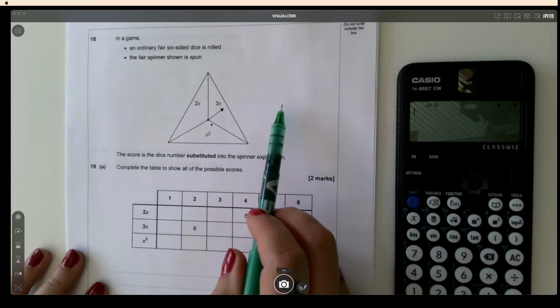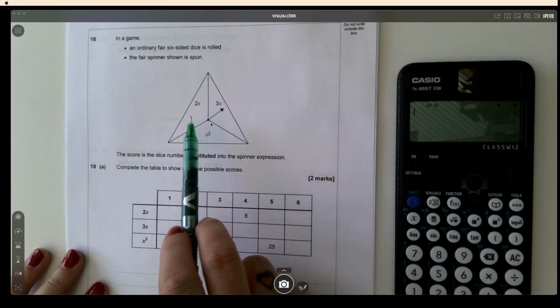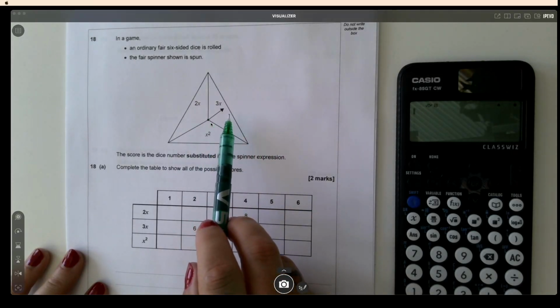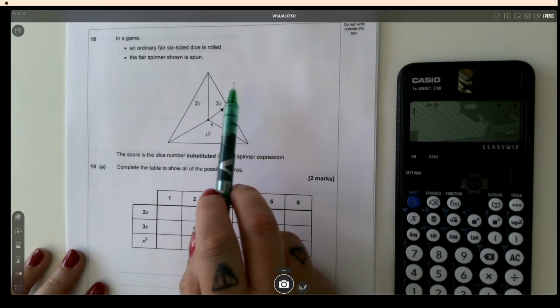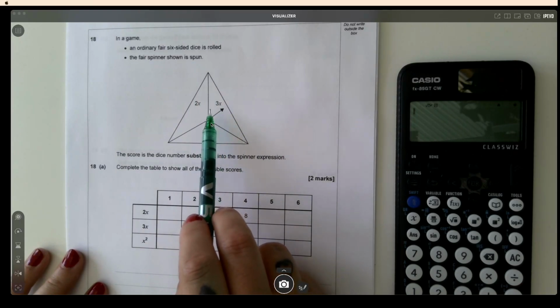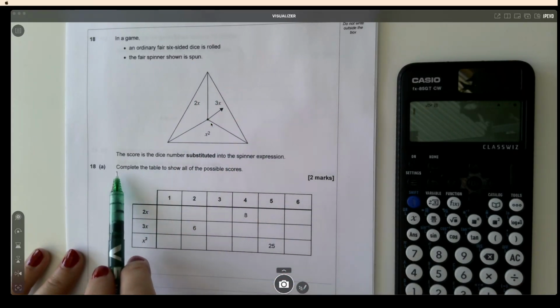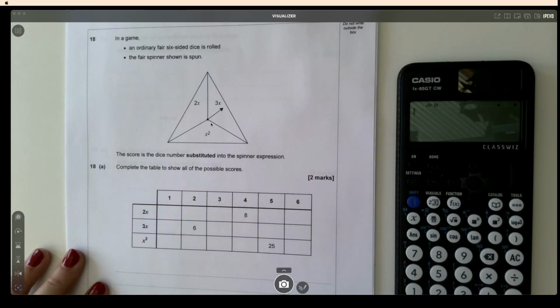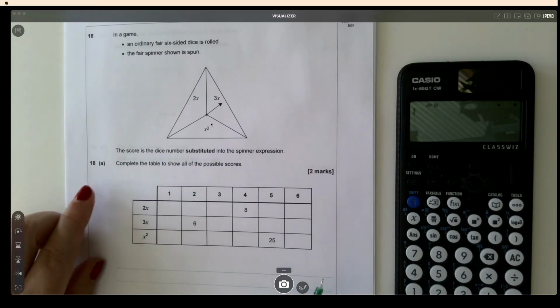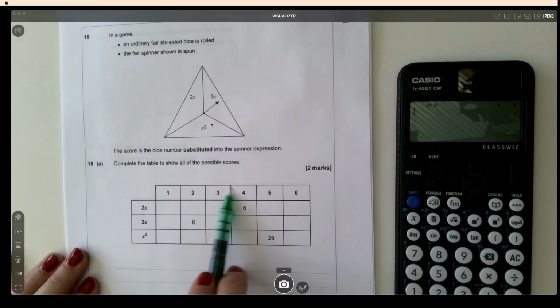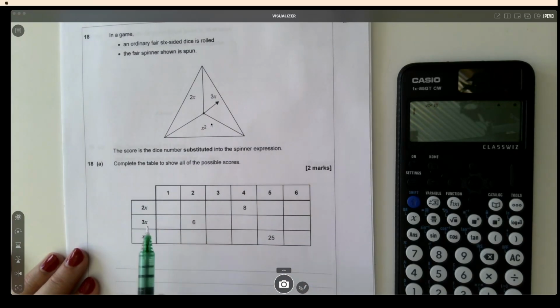So we're going to roll a dice. Whatever number we get, we substitute it into the expression that the spinner lands on. So if we rolled a 1 and it had landed on 3x, we would do 3 times 1. It wants us to complete the table to show all of the possible scores. So this is part A. So all we're doing is we're substituting these values into these expressions.